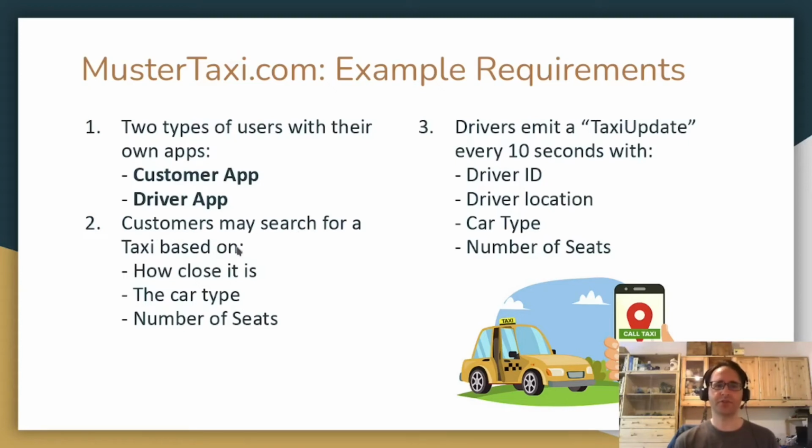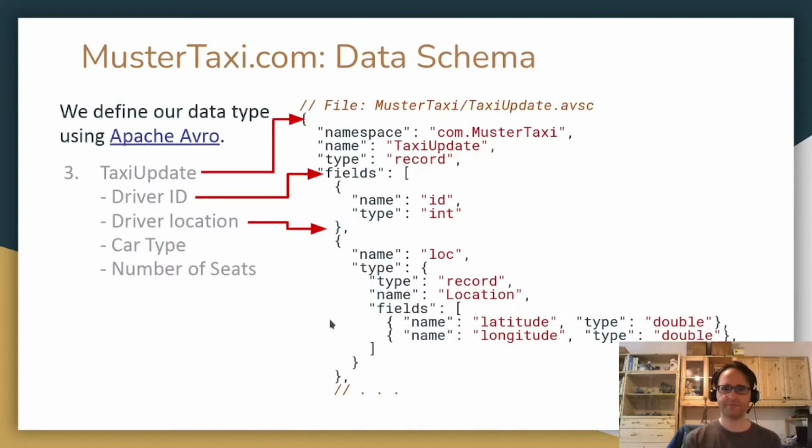Customers can search for a taxi based on how close it is, the car type, and the number of seats it has. Drivers emit a taxi update message every 10 seconds that contains a driver ID, the location of the driver, their car type, and the number of seats that they have. So they emit the same data that a customer can actually search on. Simple enough. So let's start defining our data.